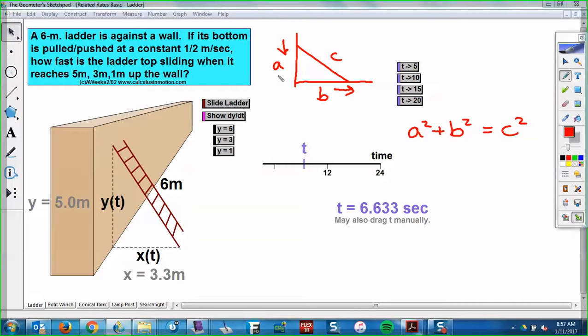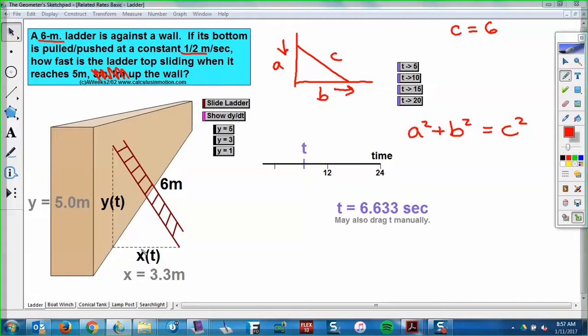So now that I've labeled these A, B, and C, let's go back to the problem. What have they told me? Where does the 6 go? So I'm going to write myself a list of things that I know. I know C is 6. Okay? What else do I know right here? They tell me this 1/2. What is that?